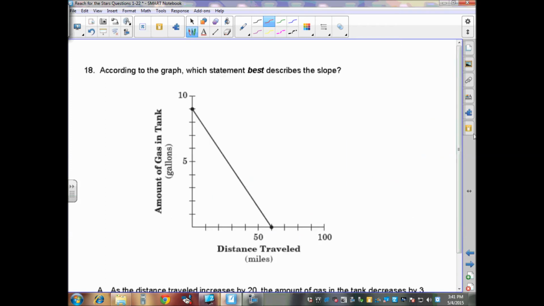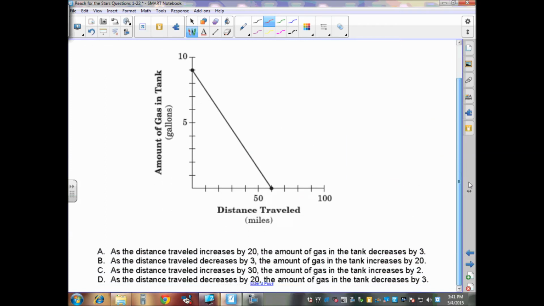Number 18. Which best describes the slope? As the distance traveled increases, and here the distance increased to 60, didn't it? So it increased by 60. The amount of gas in the tank decreased by 9. So the slope of this would be -9/60.